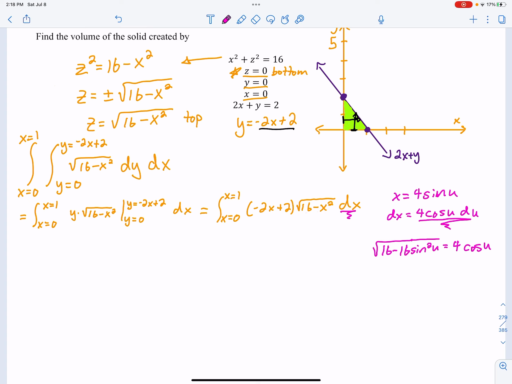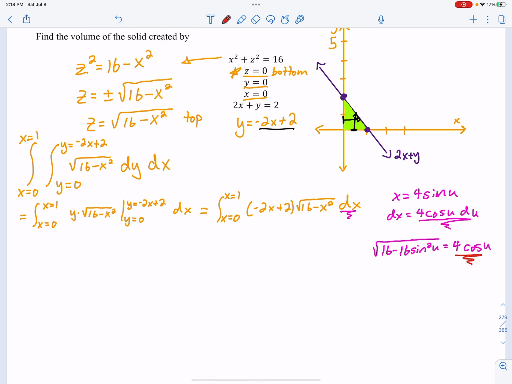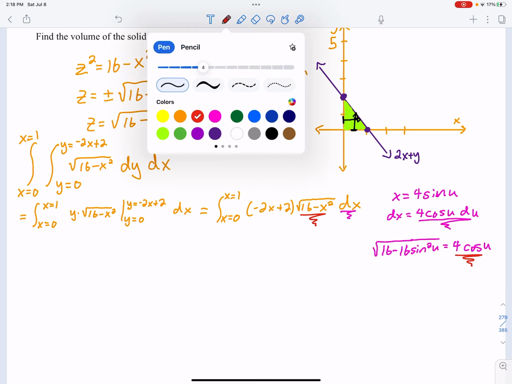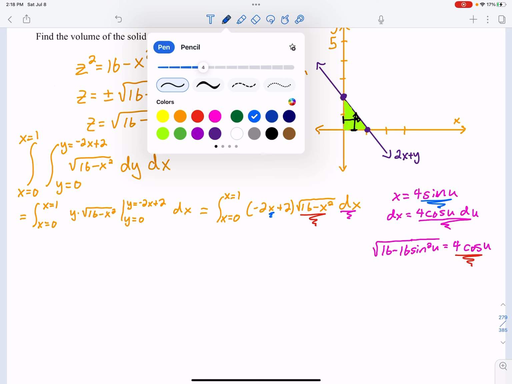So let's do some color coding there. This red is going to replace that. And then we have one more sub here. This is going to go right there. So notice if I do all of that and I replace everything, everything is in terms of u, except for my bounds, so I can just rewrite my bounds in terms of u.